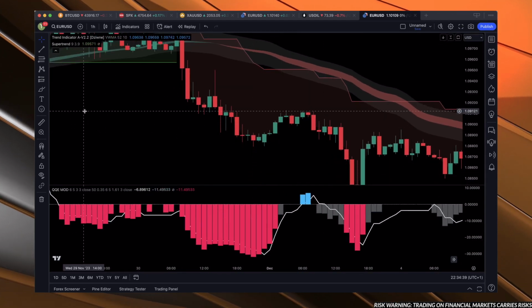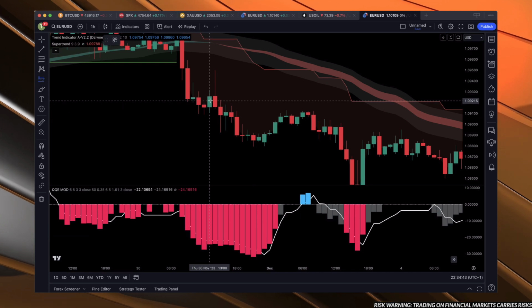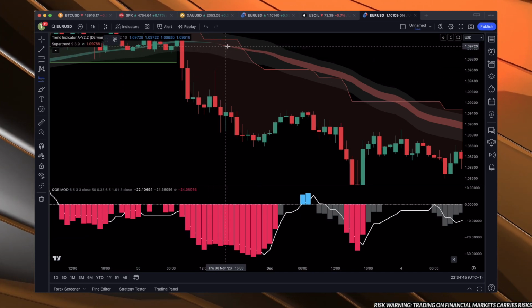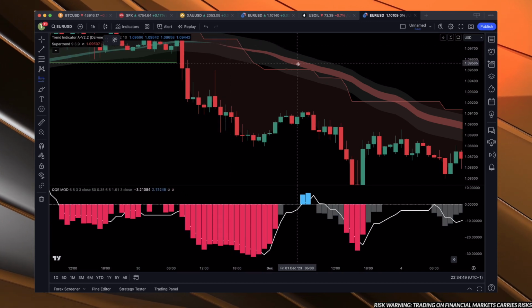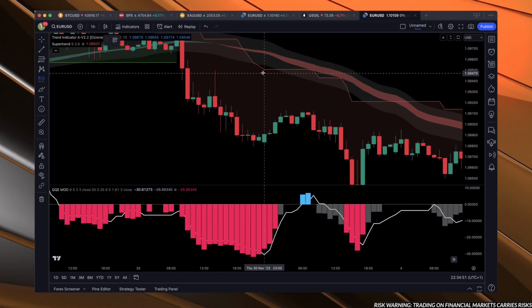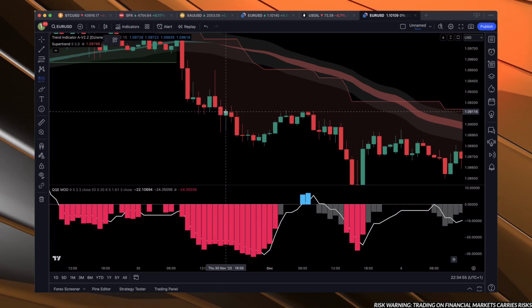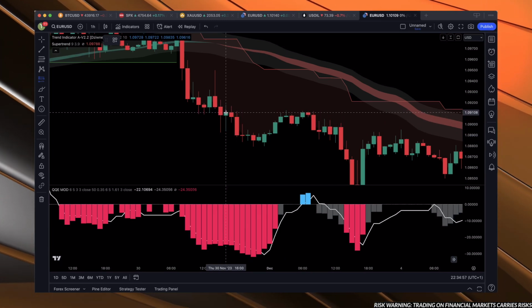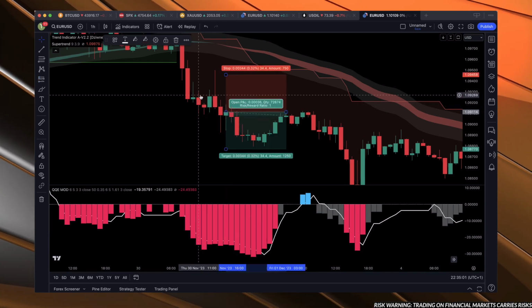So when we are entering the market, as I said, we are entering when all three conditions are met. So we have the trend indicator on red, super trend is red as well, and the QQE mod is red. So we are entering at the closing of this candle on which basically all the criteria were met.